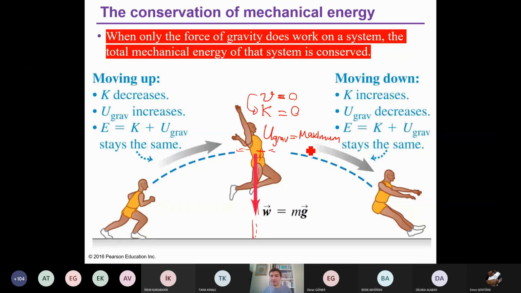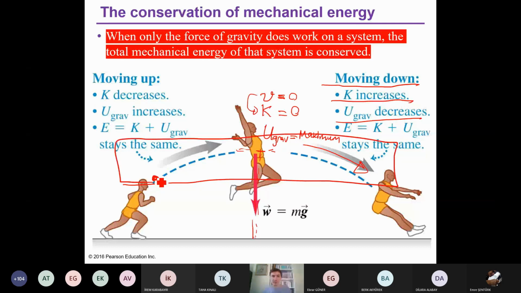So what happens during this type of movement? When he is moving down, kinetic energy increases and gravitational potential energy decreases, okay? So after he jumped, let's consider this part. Here, the total mechanical energy is equal to the total mechanical energy here, and here, and here. So during this type of movement, at every point, the total mechanical energy, kinetic energy plus gravitational potential energy, is always the same, okay?